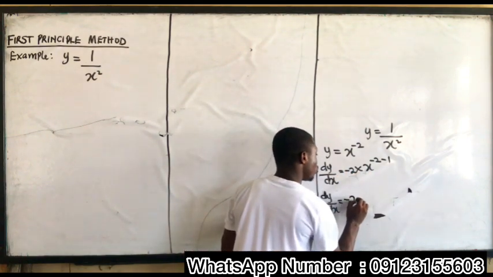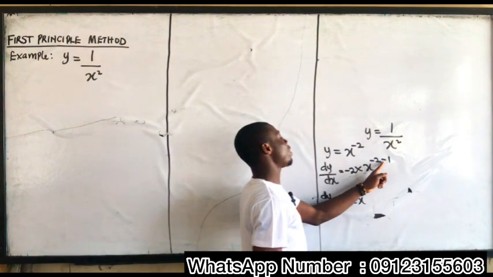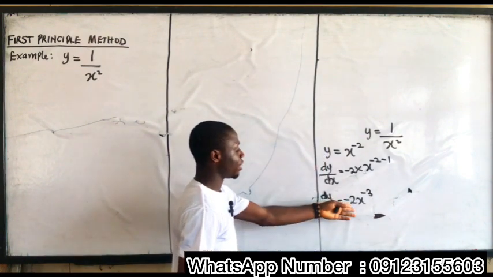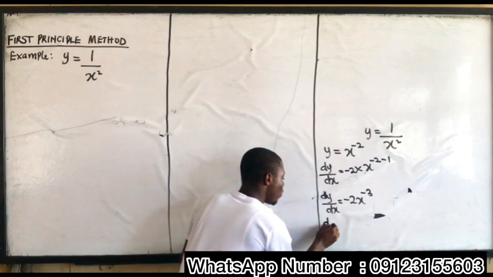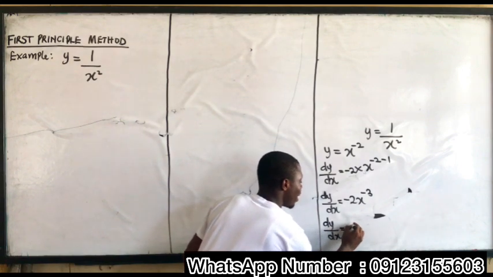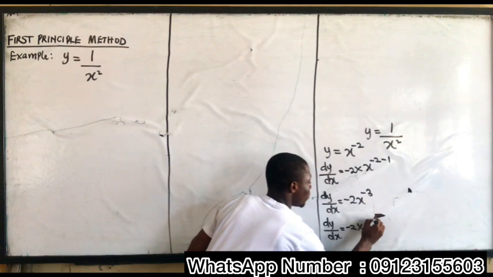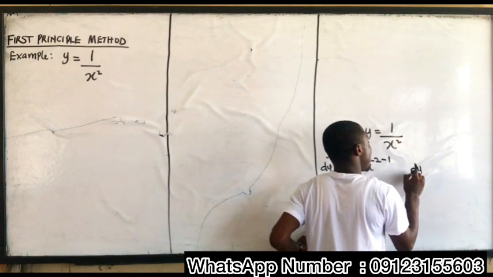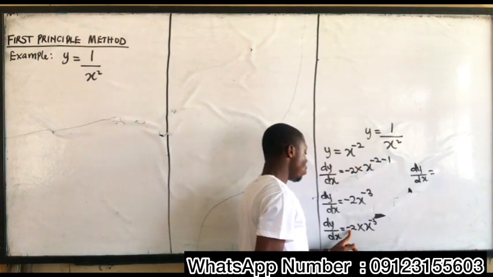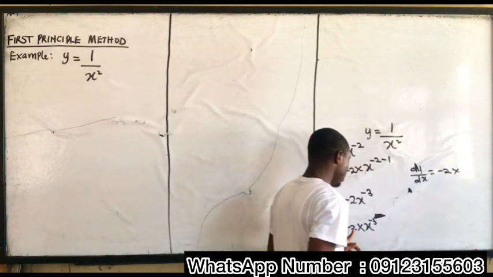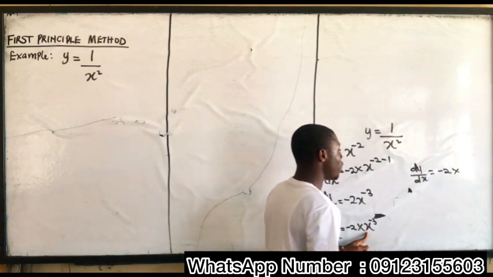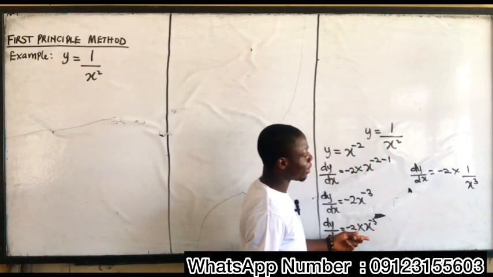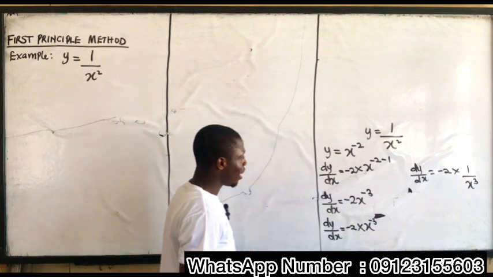If I proceed, I'll have dy over dx is equal to minus 2 times x to the power of minus 2 minus 1, which becomes minus 3. I can separate this as saying dy over dx is equal to minus 2 times x to the power of minus 3, and I'm still correct. Hence, if I apply indices here, I'll have 1 over x cubed.